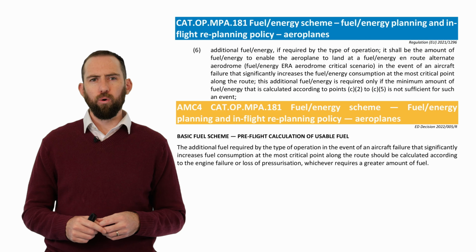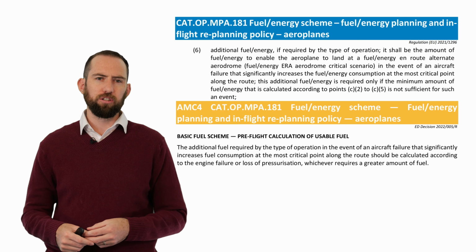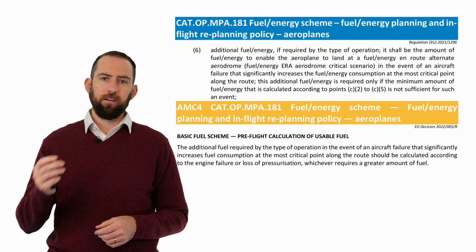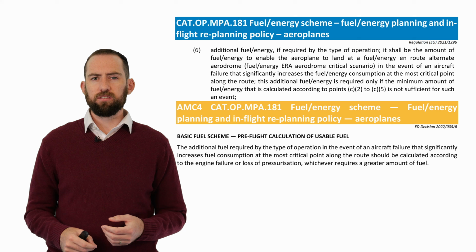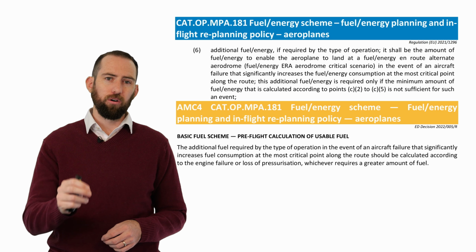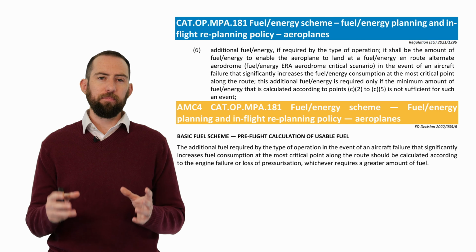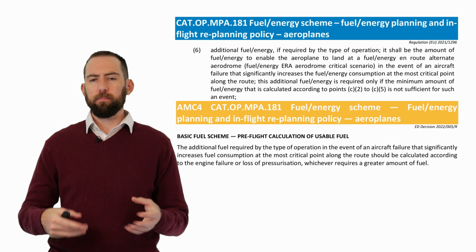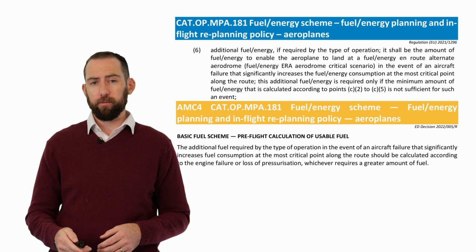So AMC 4 tells us that for the calculation of fuel to cover this fuel critical emergency, we should examine 2 options, an engine failure and a loss of pressurization scenario. Whichever of these would result in the most significant fuel burn, this is what we're going to be basing our planning on. And we're also going to imagine that this fuel critical emergency happens at the worst possible time, or the critical point. So that would be the point along our route at which we are furthest from a potential diversion option.